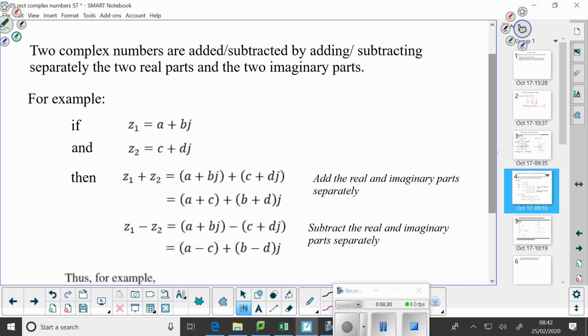Z1 is equal to A plus BJ, and Z2 is C plus DJ, then it equals A plus C. So we add the two real parts together, and then separately add the two imaginary parts together. So we do the two parts separately. And if we're subtracting, we subtract the two real parts and we subtract the two imaginary parts, again separately.